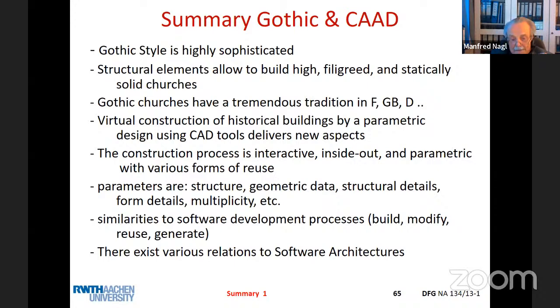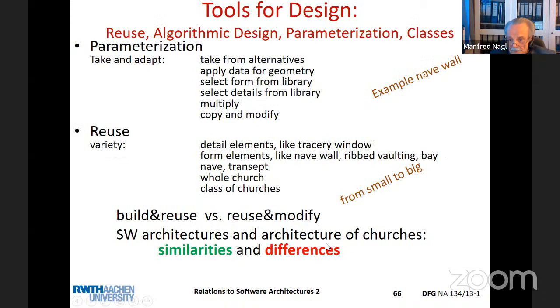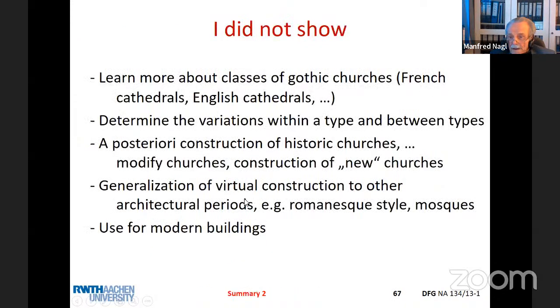We have tried to make clear both examples, Reims on one hand, and the Paris Cathedral on the other hand, and the Compiler Cathedral on the other. And there exist various relations to software architectures, as we have seen. Okay, now this I would like to skip, and I go to the open problems.